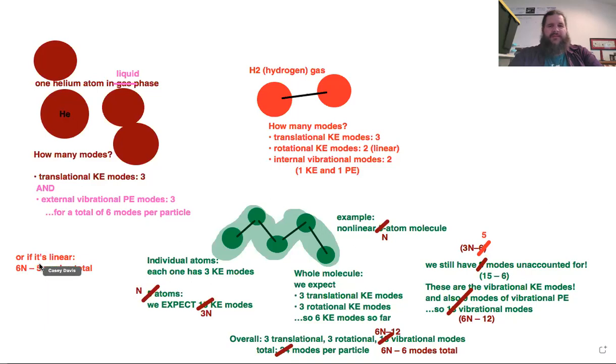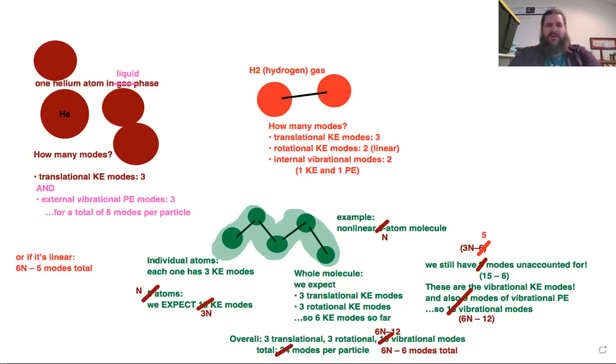In fact, we could even try applying that to the hydrogen gas we already looked at. Hydrogen gas, what's n for the hydrogen gas? That is, how many atoms are in that molecule? Right, n equals 2. So if we use the formula, should we use 6n minus 5 or 6n minus 6 here? Is that linear or nonlinear? Yeah, linear, so we use 6n minus 5.